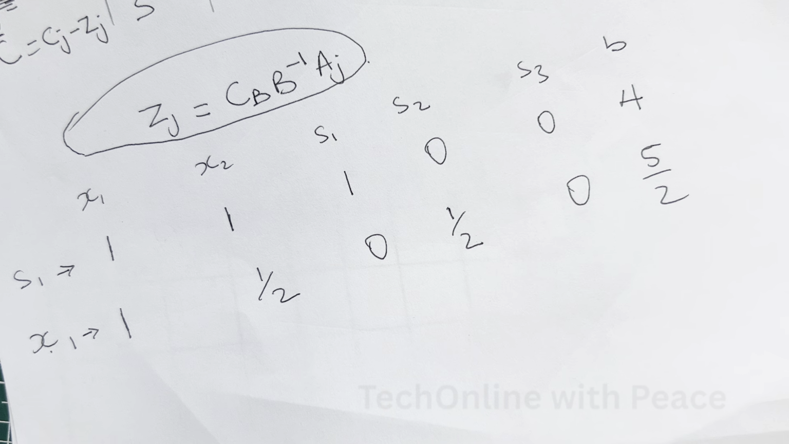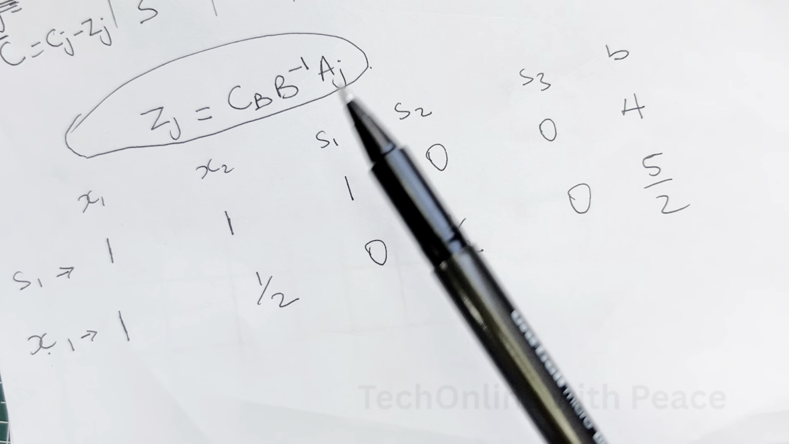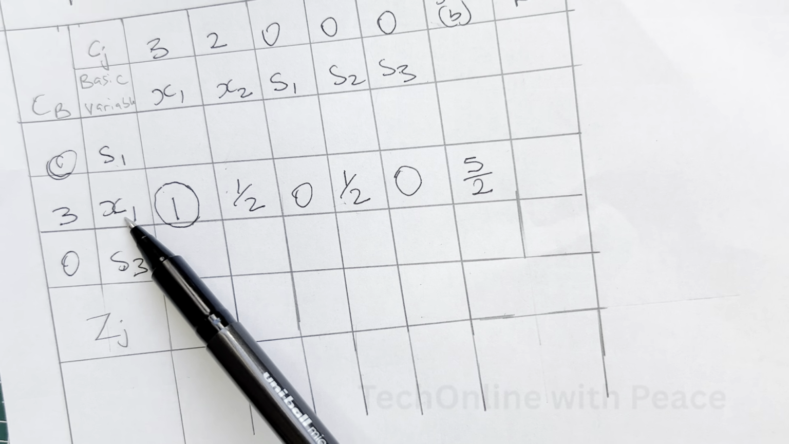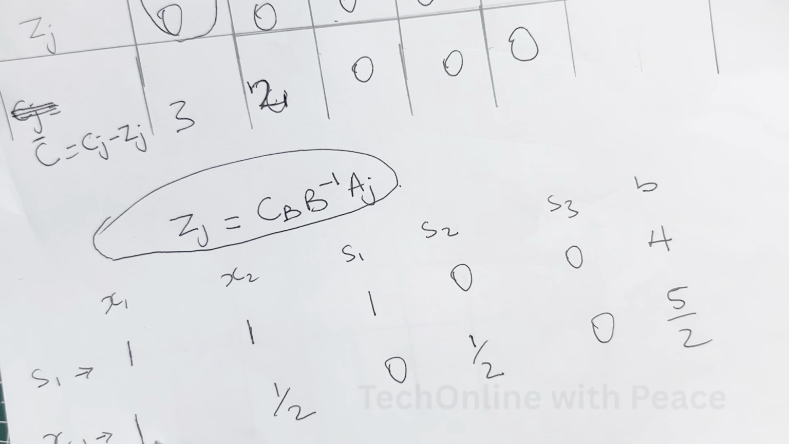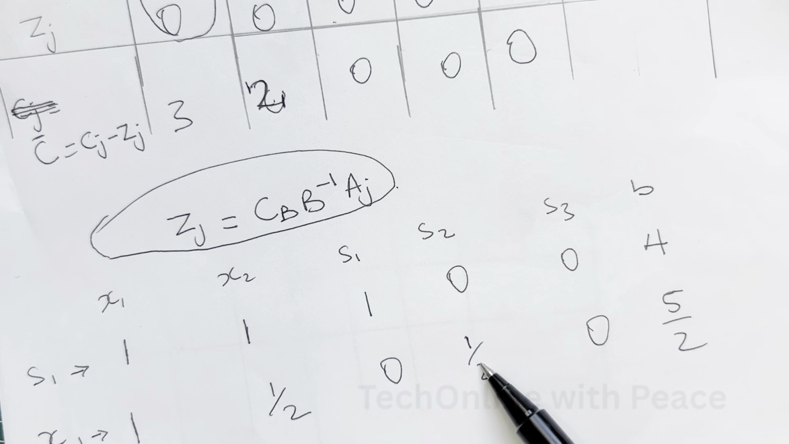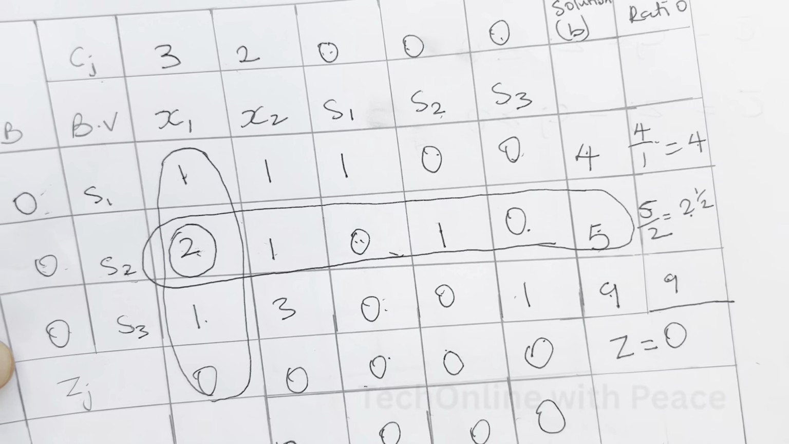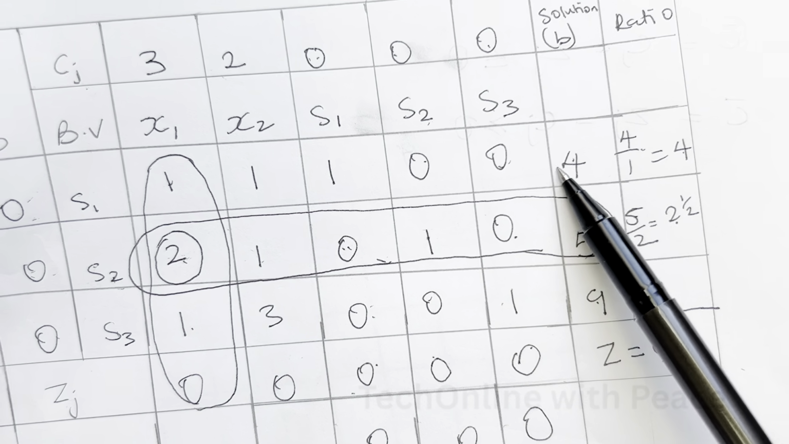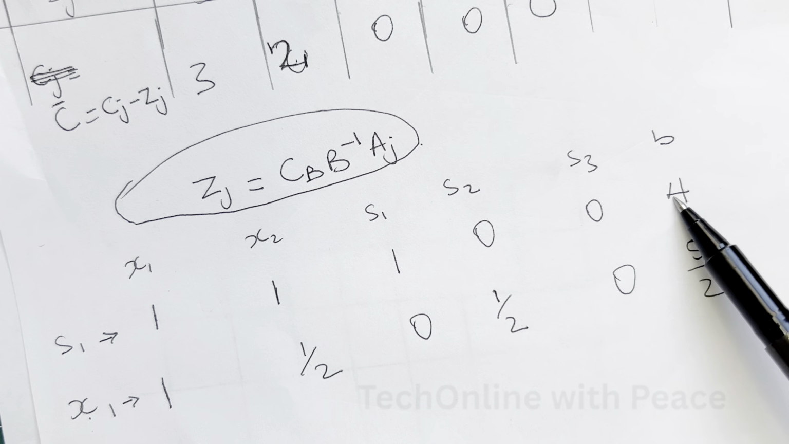Okay, I've written them out. So this is our x1 and this is our x1. We want to find the new values for this. Remember, for x1 we have 1, half, 0, 1, 5 over 2. So the same thing here, we have 1, half, 0, 5 over 2. And in our old table, which is x1, we have 1, 1, 1, 0, 0, and 4. So the same thing, we have 1, 1, 1, 0, 0, and 4.